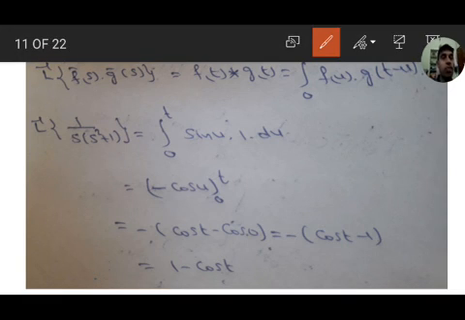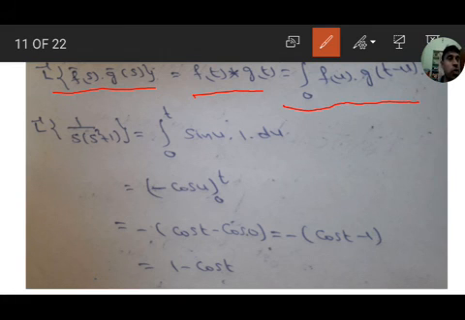So L inverse of f bar s into g bar s equal to f of t star g of t, that is the integral from 0 to t of f of u into g of t minus u du. Therefore, L inverse of 1 by s into s square plus 1 equals the integral from 0 to t of sin u into 1 du. The integral of sin u into 1 means cos u.